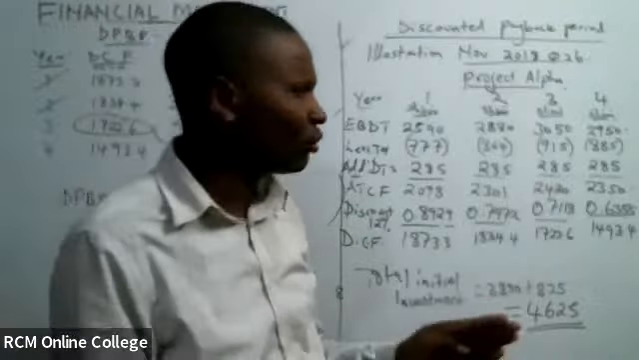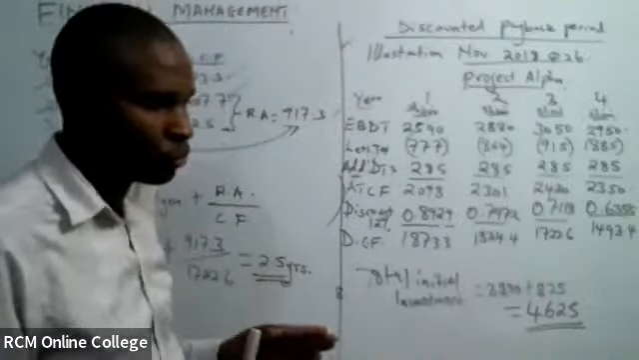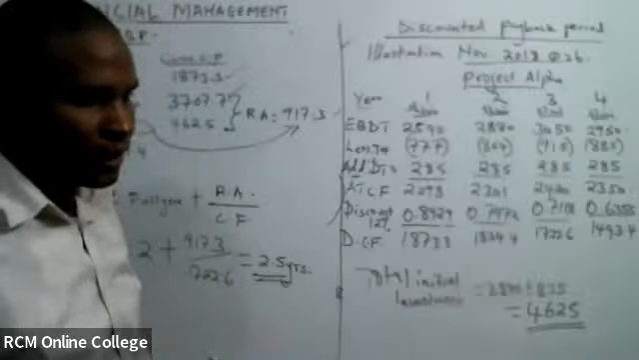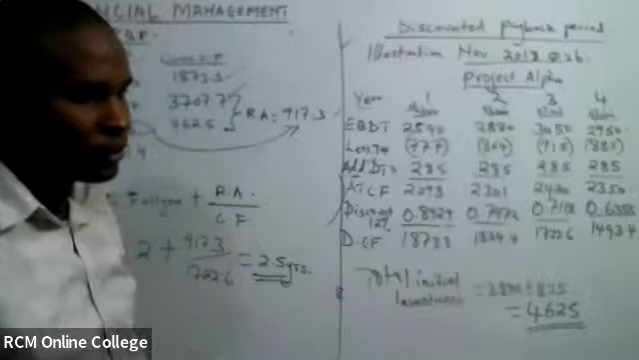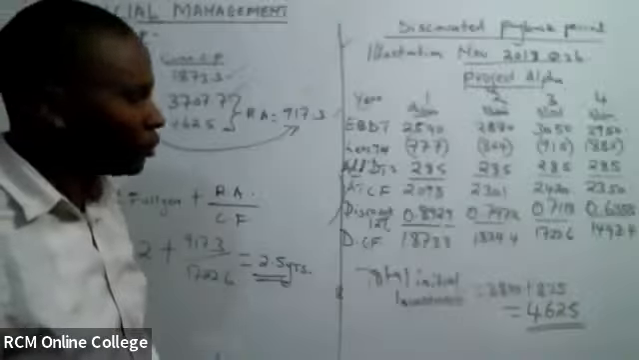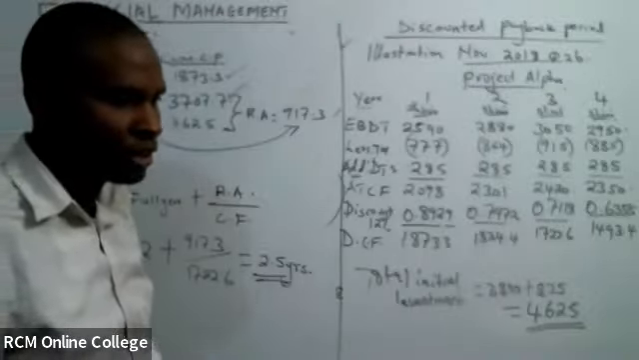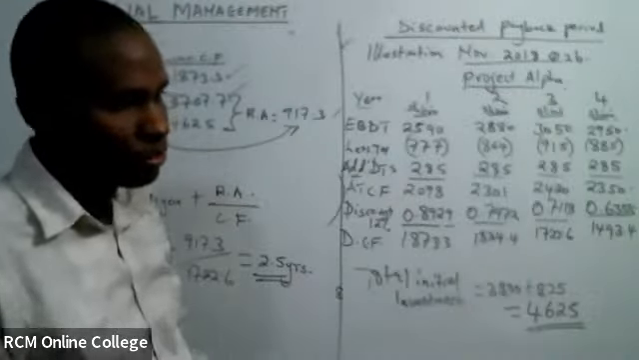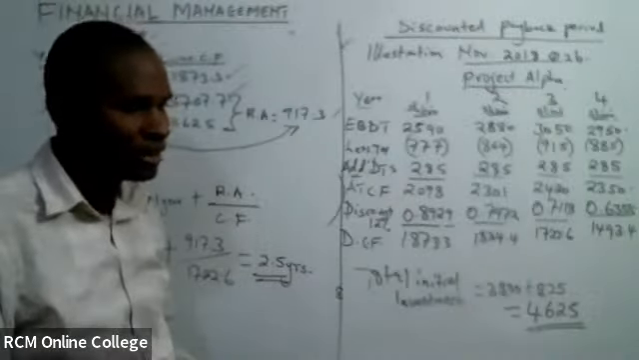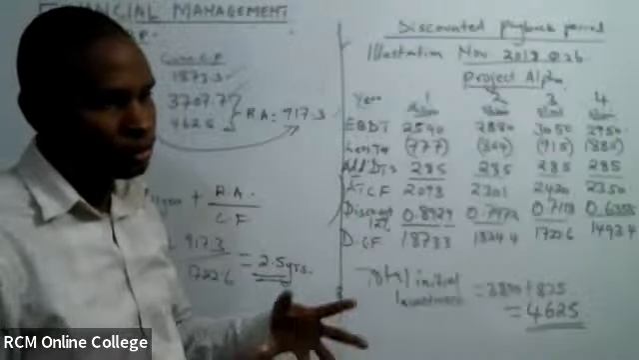3.9. Good. At least you have taken your time. Great, that's very good. So should we now go to the next appraisal technique, which is the modified internal rate of return? Should we go to that?